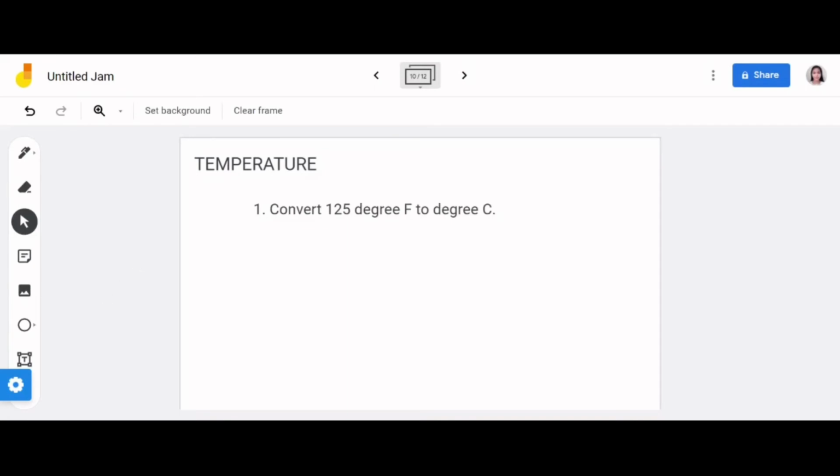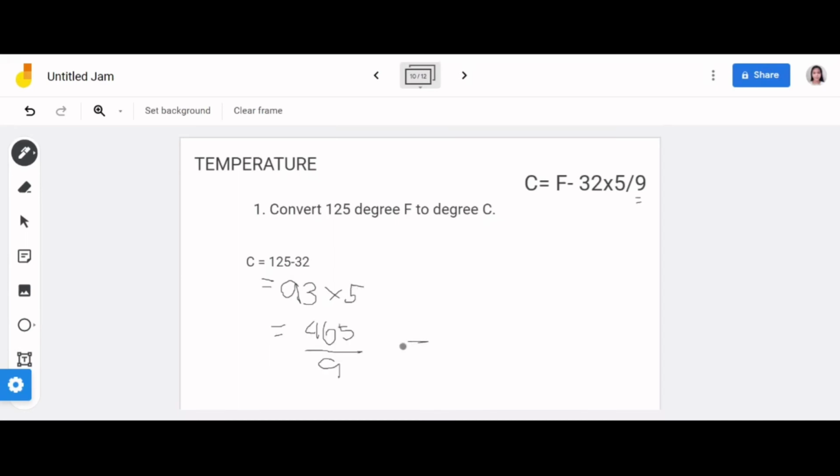And the second to the last computation is the temperature. So for the example, we have to convert 125 degree Fahrenheit to degrees Celsius. So the formula for Celsius is equal to Fahrenheit minus 32 times 5 over 9. So we begin by writing down the given 125 minus 32 is equal to 93 times 5 is equal to 465, divide by 9, and the result is 51.67 degrees Celsius.